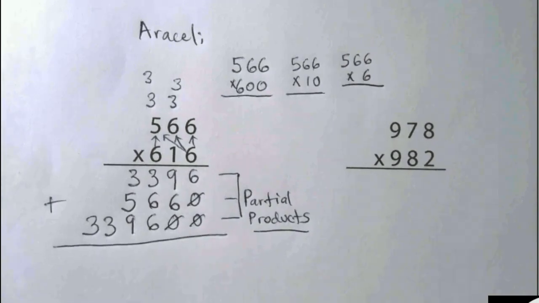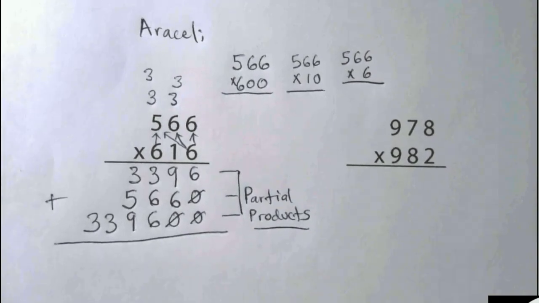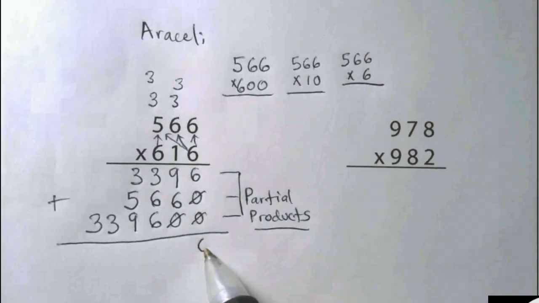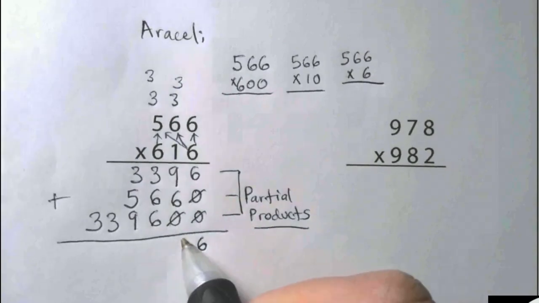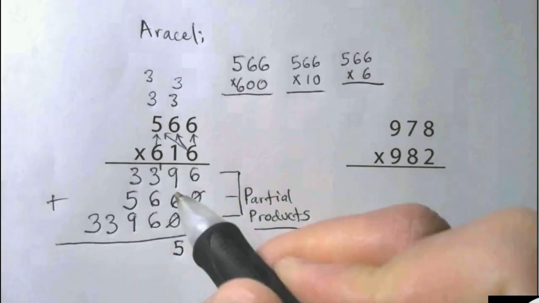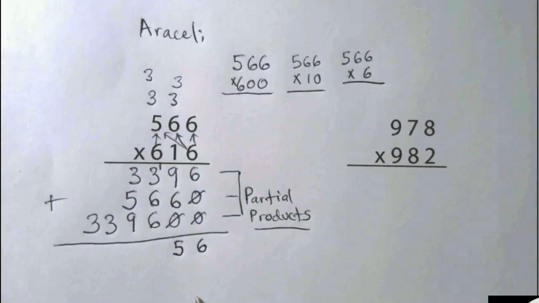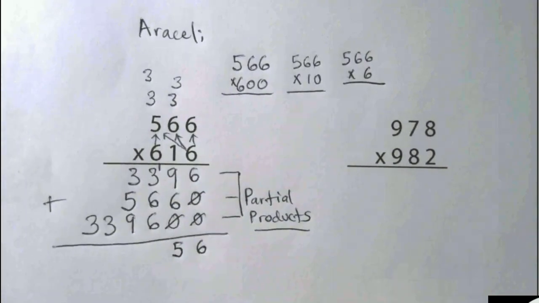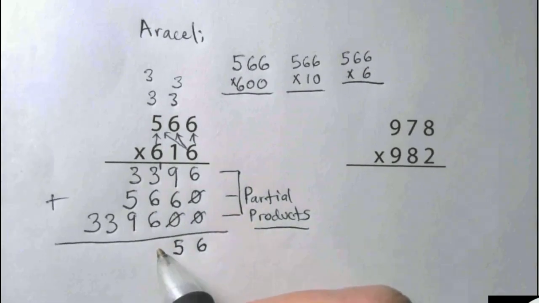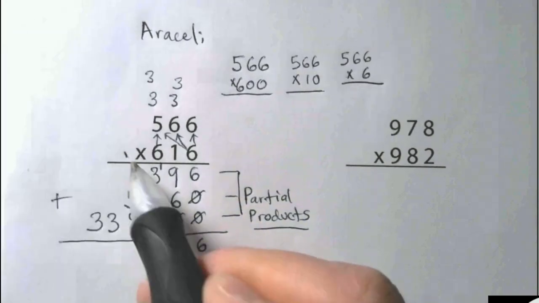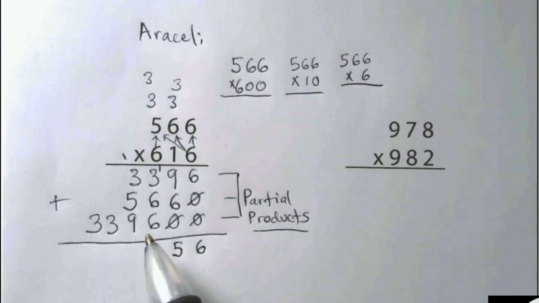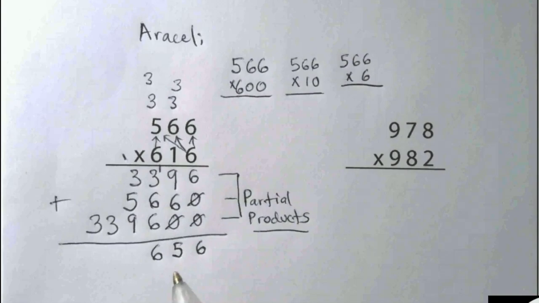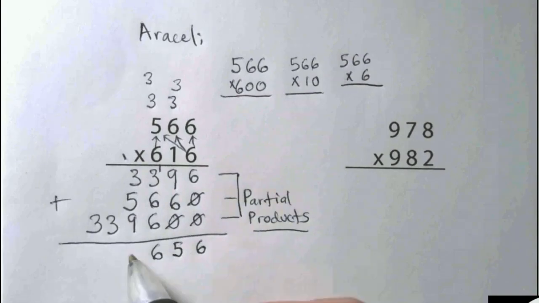All right, thank you, Araceli. Can you continue adding? Yeah, 6 plus 0 plus 0 is 6. 9 plus 6 is 15. You put the 5 and you carry the 1. Excellent job. 6 plus 6 plus 3 plus 1 is 16. Okay. And put the 6 down and carry the 1. All right. 9 plus 5 plus 3 plus 1 is 18. You put the 8 down and carry the 1.